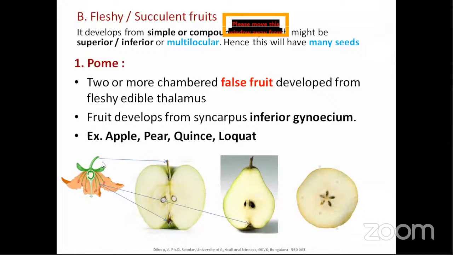So this will be the flower, and this is the fruit. Why it is a false fruit: this is actually the ovary. In the ovary there will be chambers. So these are the 5 chambers, and in the 5 chambers there are seeds. And this fleshy portion is developed from the surrounding portion of the ovary, and that is called the thalamus. So be clear. We have to remember that pome is a false fruit developed from the thalamus, it has chambers, and it might be a single or many chambered fruit. So this is about pome.